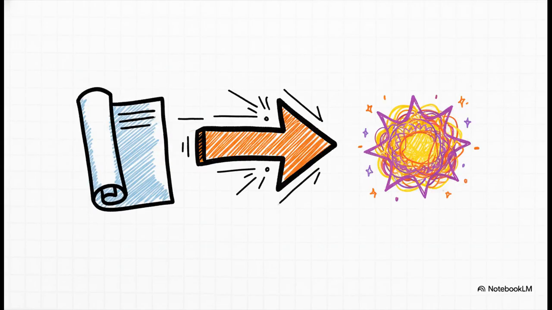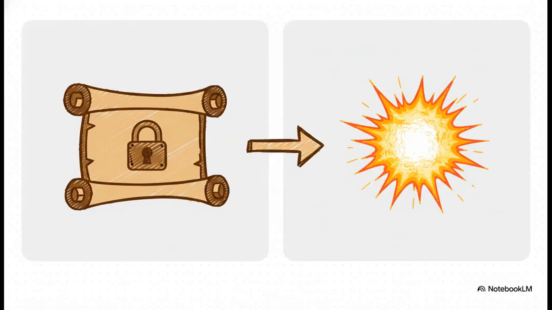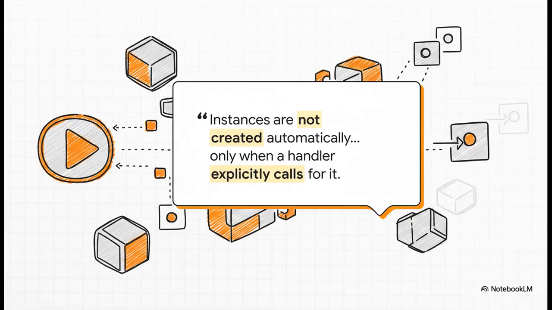Okay, so that's the blueprint. Now let's see how it becomes a live, active effect in the game. And here's the most important concept. The immutable definition is a template for a mutable runtime instance. And crucially, these live instances are only created when they're absolutely necessary, like for a timed effect.